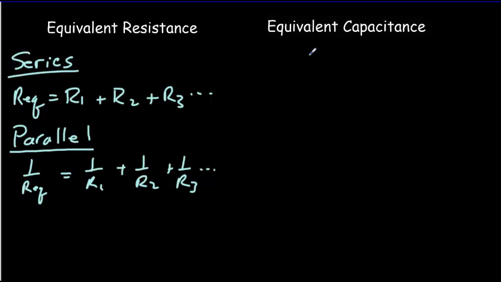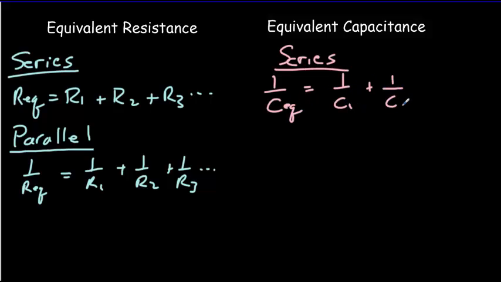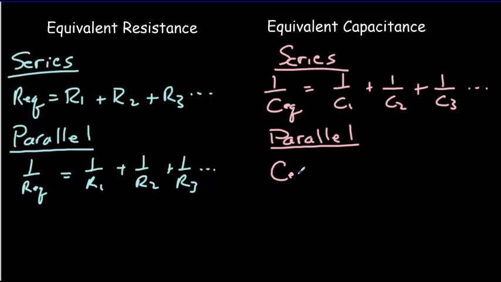So the series equation for capacitors involves the reciprocals. 1 over C1 plus 1 over C2 plus 1 over C3, etc. And it's the parallel equation that's easier mathematically because the equivalent capacitance will simply equal the sum of those capacitors that are placed in parallel. So if you are comfortable with equivalent resistance, you're going to be equally comfortable with equivalent capacitance.